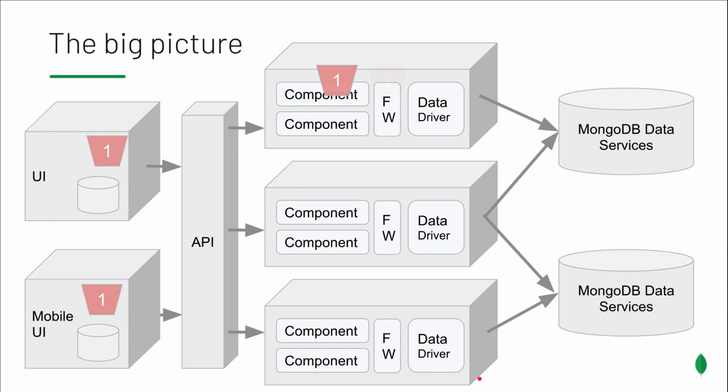The bottleneck could also be in the framework that you're using. It could be Spring or Rails. There could be a bottleneck in the data driver, which is the MongoDB binding for a particular language or framework. And ultimately, there could be bottlenecks in the networks as well, either from your user interface code to your API or from your application servers to your database.